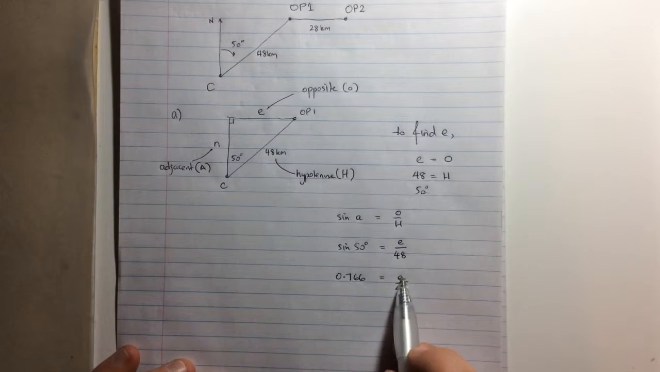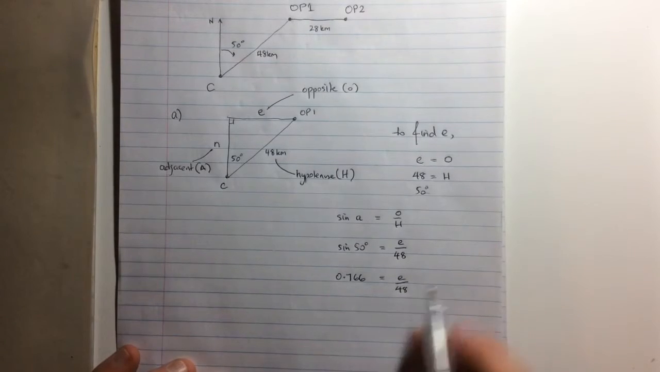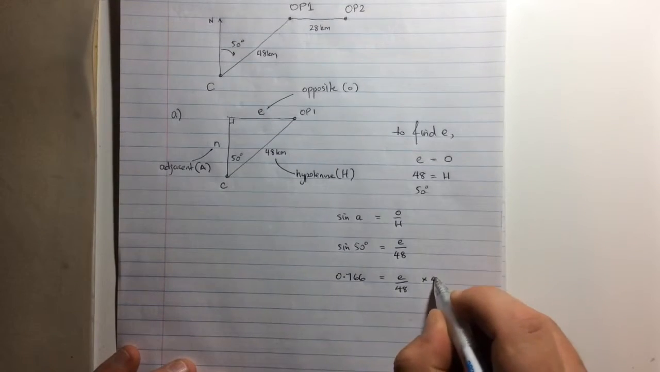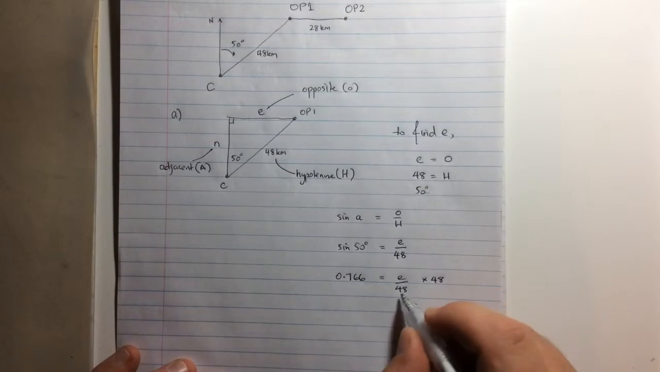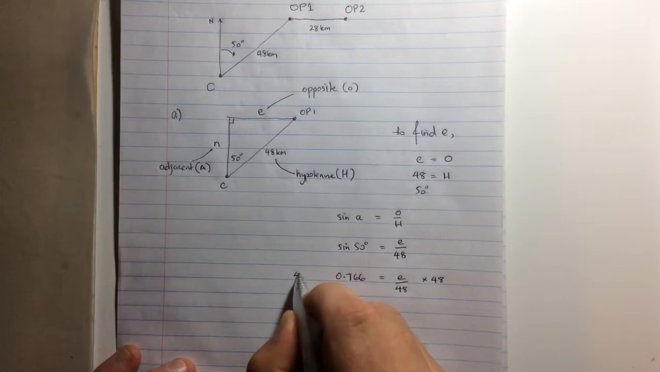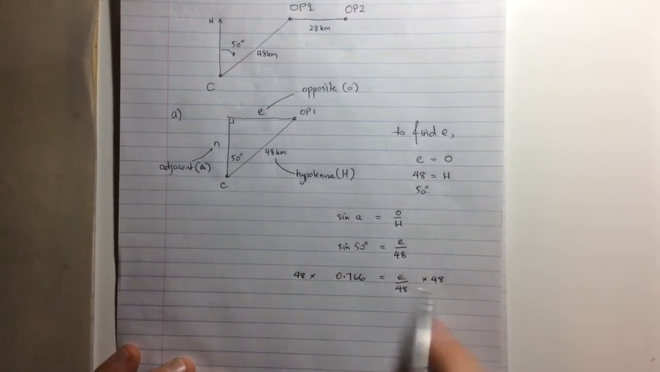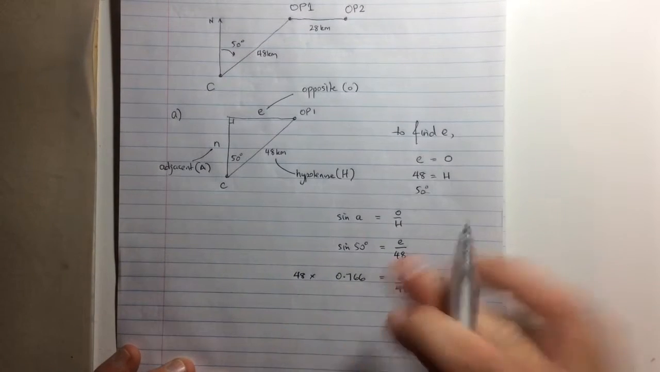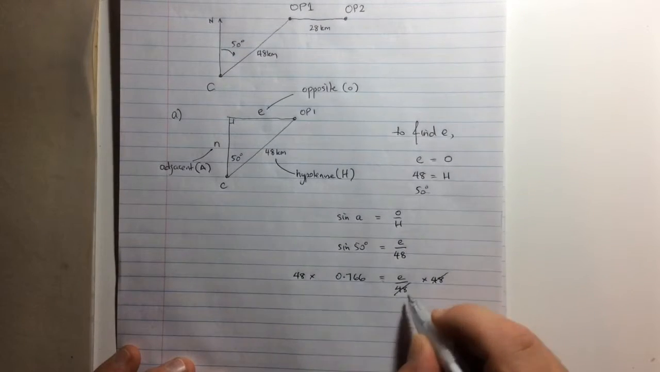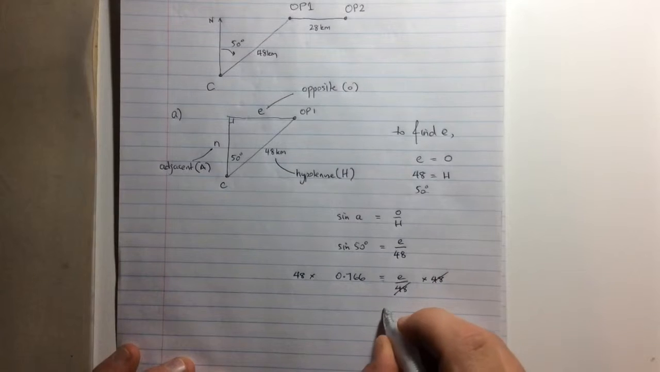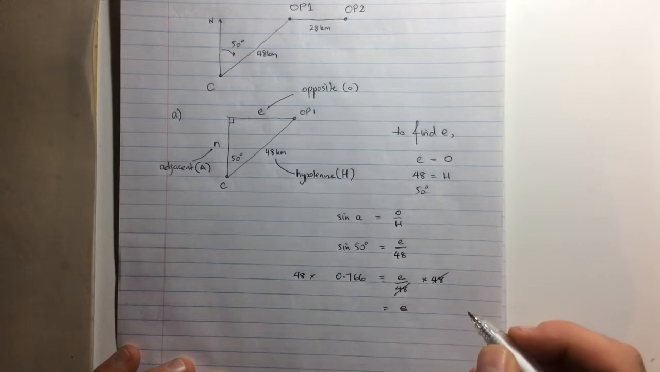I can easily get the east side. I just need to get rid of this divide by 48. To do that, I do the opposite function, the inverse function. The inverse of dividing is multiplying, so I multiply by 48. I do that to both sides, to balance the equals sign. The divide by and times cancel each other out, leaving me with E.